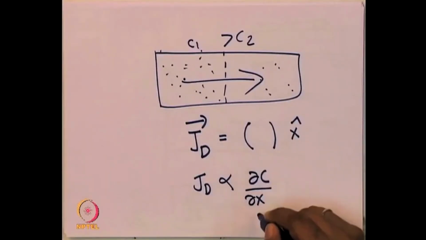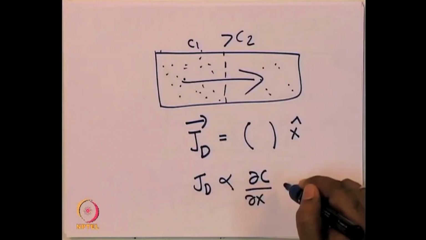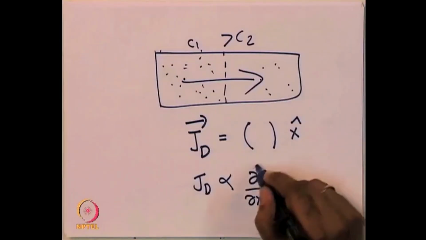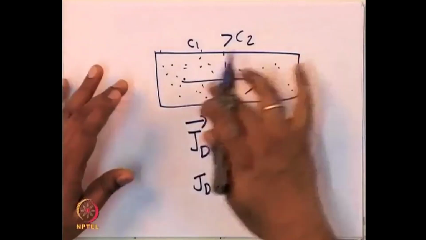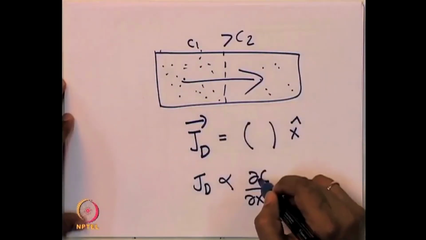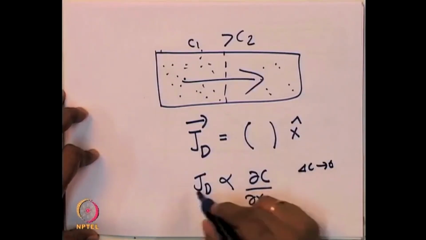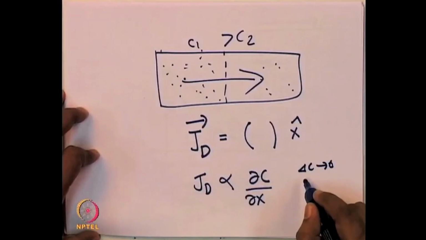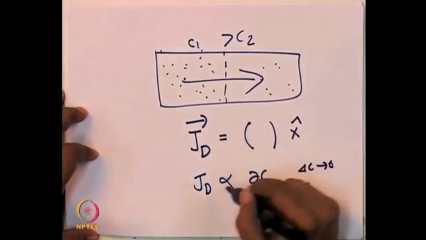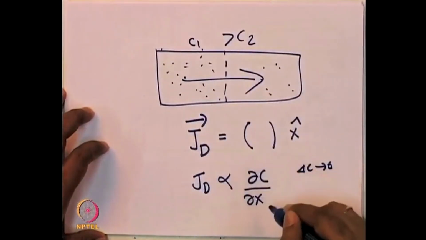The more the concentration difference, the more the flow. This is clear, because if del c by del x is large, that means a huge difference in concentration, the flow will be more. If delta c goes to 0, the flow will go to 0, right, that is clear. So, there are two things. The direction is this, and we know it has to be proportional to this, but we just discussed that del C by del x is negative.